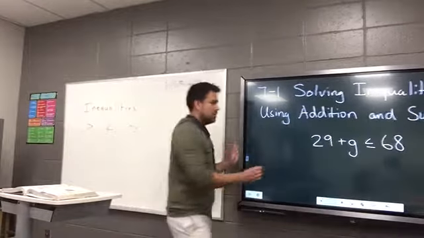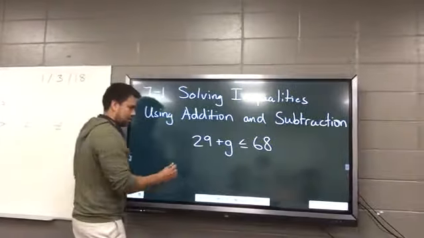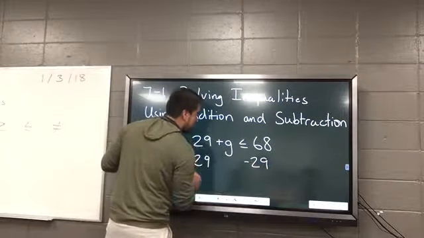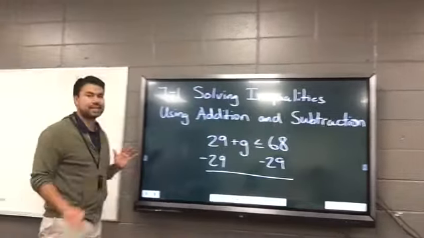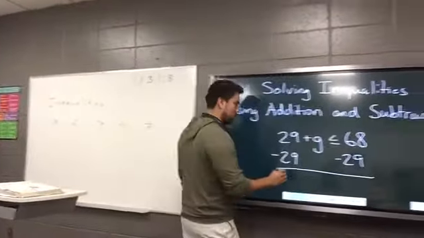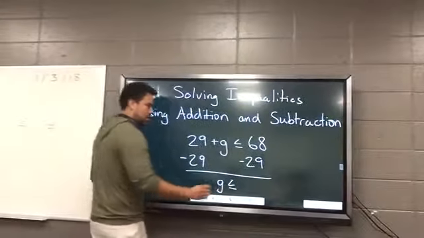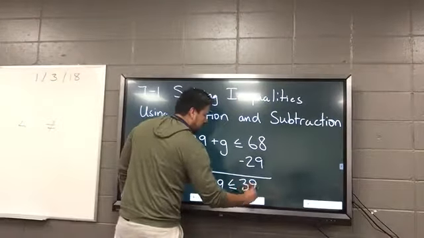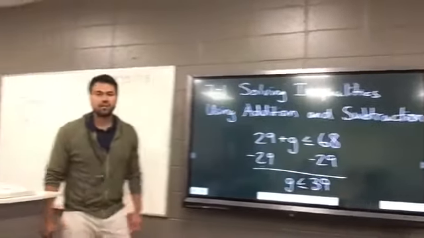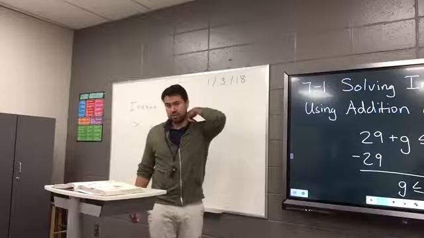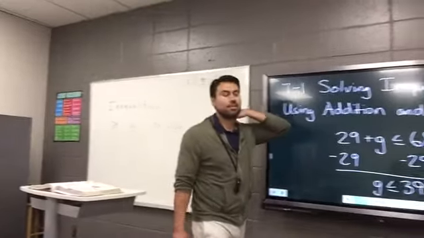Josh? It's the same thing as an equation. Yep. It's like minus 29 on both sides. Yeah, and especially for this lesson, for the most part, it's going to be exactly the same. So nothing new here. So again, g is less than or equal to 39. Okay? Now, that would be our inequality solution, but I have to ask you what that even means.